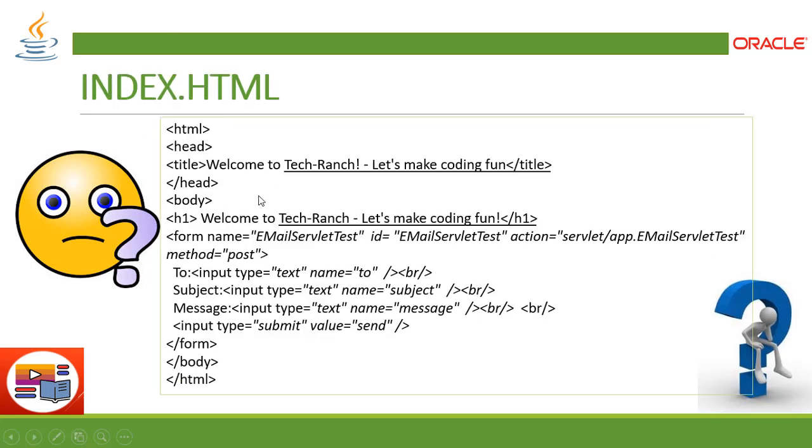Index.html, what I'm trying to do here: just a title, welcome to TechCrunch. In the form tag, I'm mentioning the name and ID of each parameter, and the action. For this action you need to give the servlet along with the path, and the method type is post. Then the address of the receiver. Subject, you just need to mention the subject. Message, a simple mail message body. We are giving a name to each so that the session can be maintained and these parameters passed to the servlet.